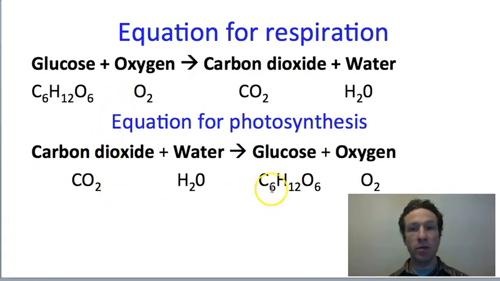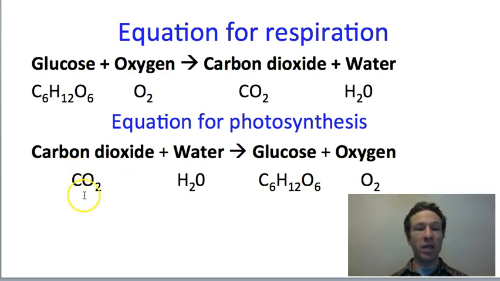We can see that the two processes are the reverse of one another if we look at their two formulas. So on the bottom here we have the formula for photosynthesis, which we've already talked about. Carbon dioxide plus water yields glucose plus oxygen. And I've also recorded the chemical symbols for each of these. This is not a balanced equation.